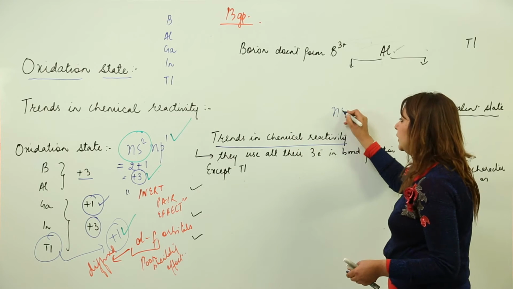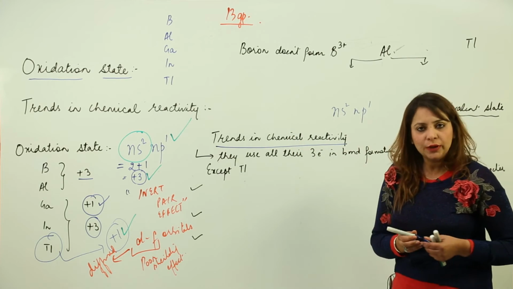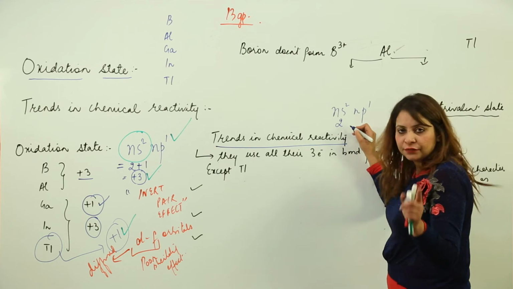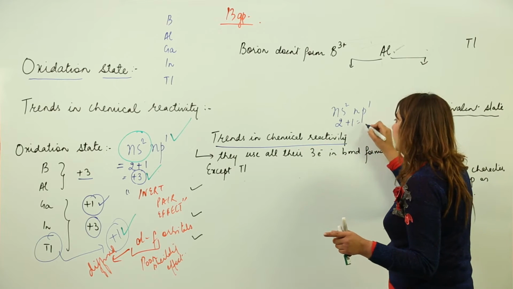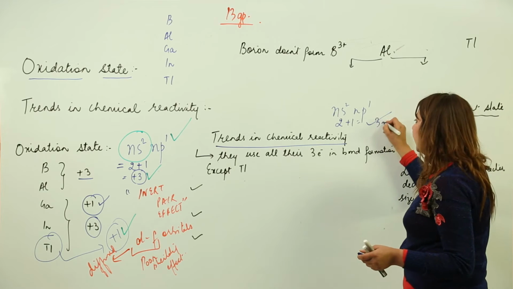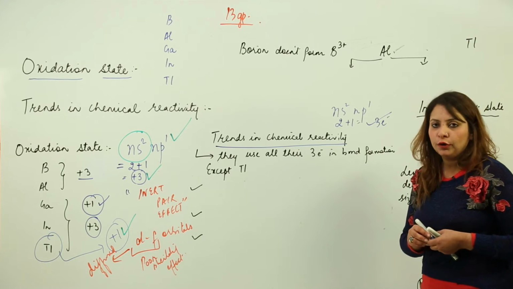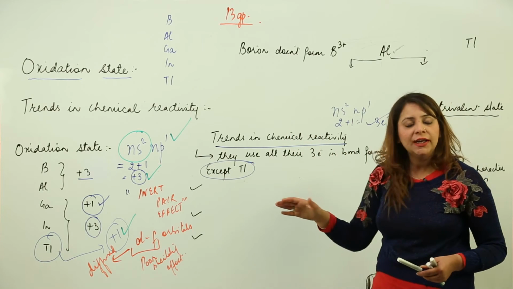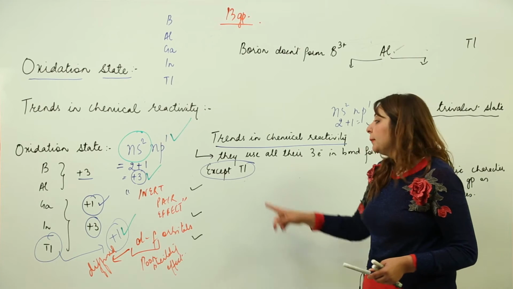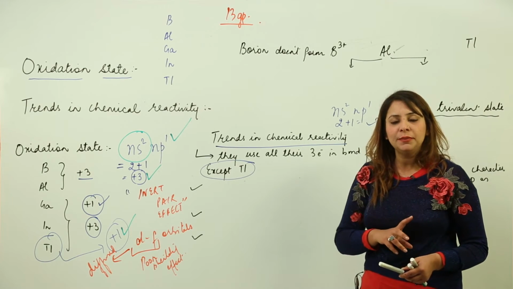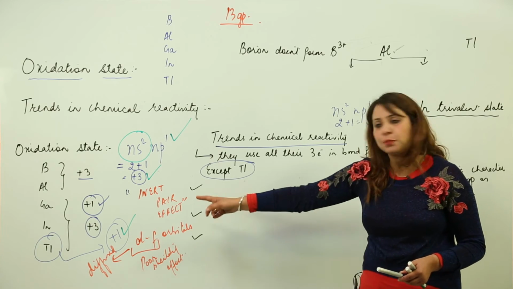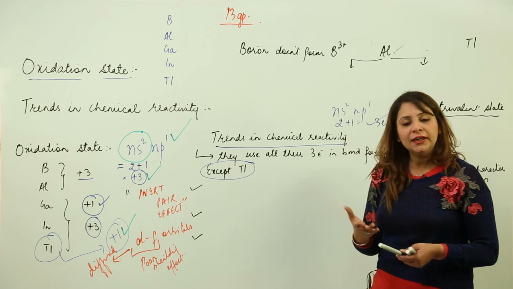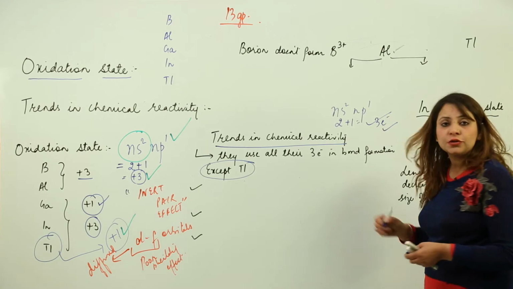As you know, the general configuration we have already discussed is ns2 np1. That means this group is going to use 2 electrons from the s orbital and 1 from the p orbital in bond formation, so in total they use 3 electrons. Except thallium, all of them make use of all these 3 electrons, but thallium doesn't, the reason being the inert pair effect we have already discussed. In the 13th group, the participation of 3 electrons is more favored.